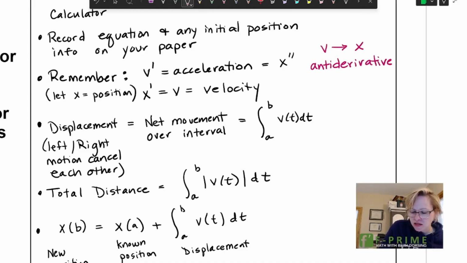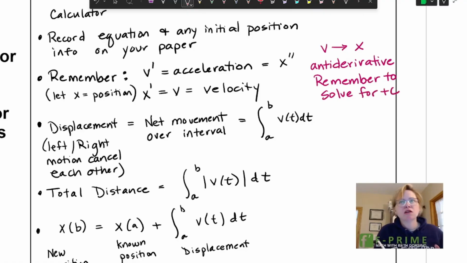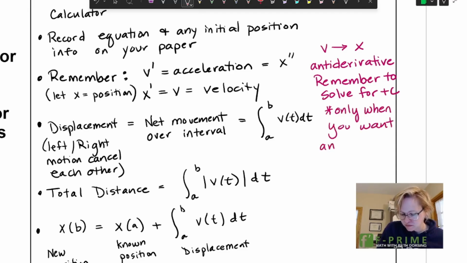And when you do that, you need to remember to solve for that constant of integration. So if ever you're asked to find an equation or an expression for the position, that's when you do the antiderivative. You have plus c, and you use that initial position to solve for the c value. But this is only when you want an equation for position.